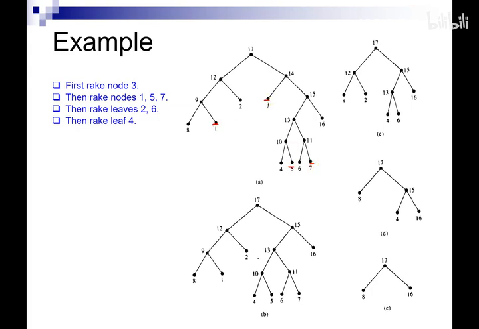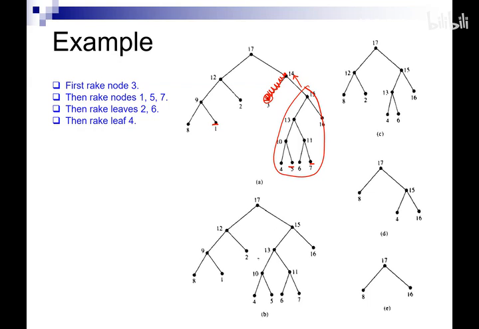We first want to rake these odd leaves who are left children. That means we're only going to rake this node 3 over here. When you rake it, that means we take out the node 3 plus its parent, and then we take the sibling of node 3 and put it where its parent used to be. So we take this part over here and just move it up like that. When you do this, you get the situation in B.